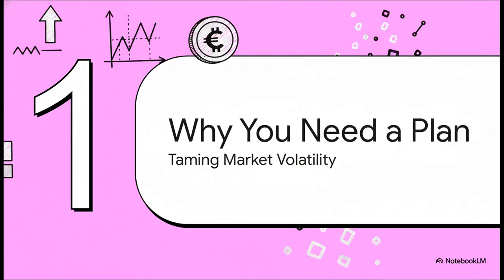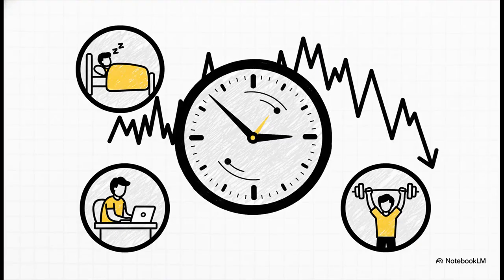Okay, first up, why bother with a plan at all? Well, it really comes down to one thing: taming that wild beast we call market volatility. Think about it. Unlike the stock market, crypto never, ever closes. It's running around the clock all over the world. A huge price drop can happen while you're at work or out with friends or fast asleep. And without an automated plan, all those hard-earned gains can just, poof, vanish. You just can't watch it all the time.